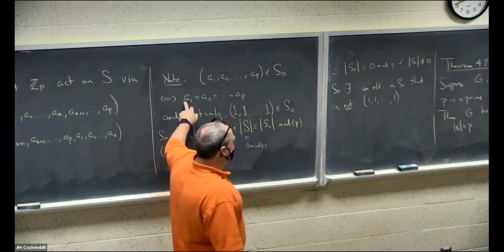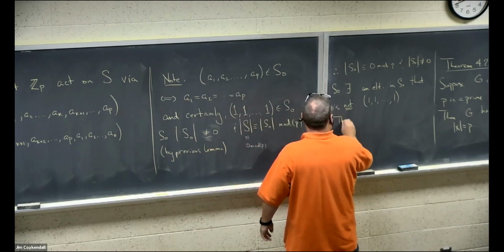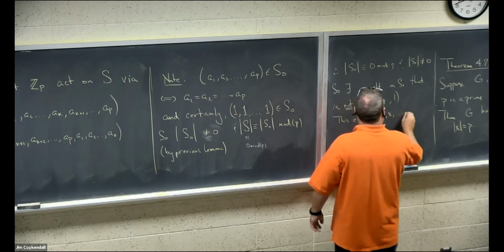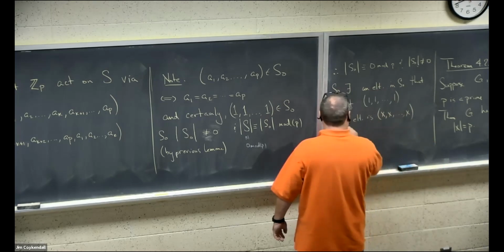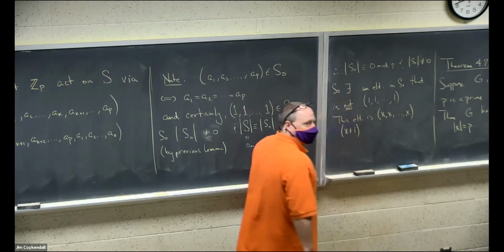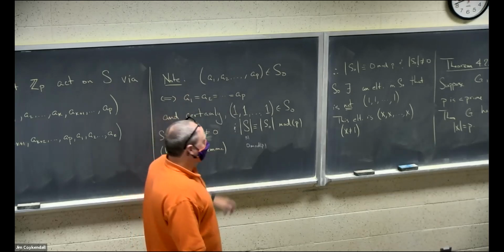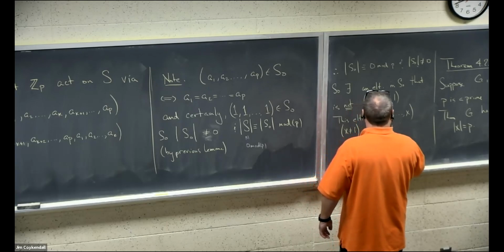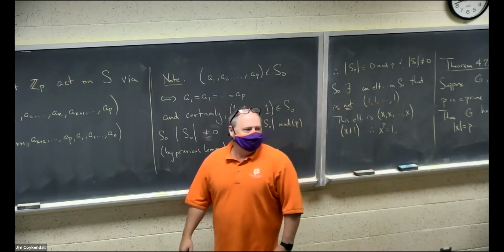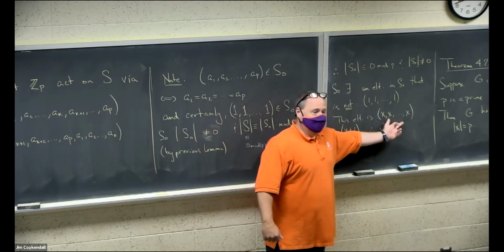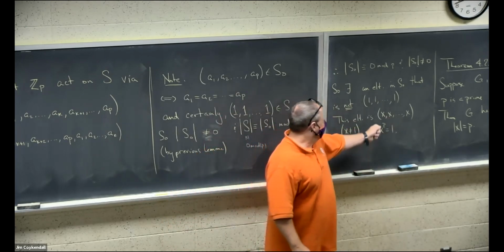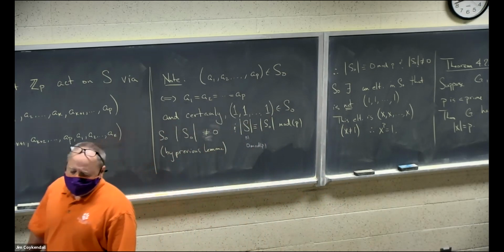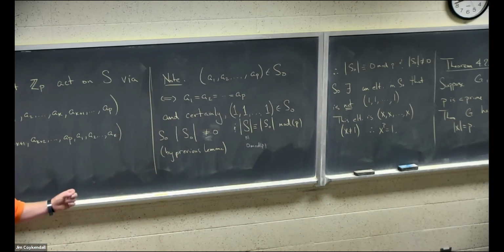But if we go back to our notes, that must mean the element is X, with X not 1, because of the statement right here. Therefore, X equals 1. Because this thing lives in S, the product of all these elements makes it equal 1.